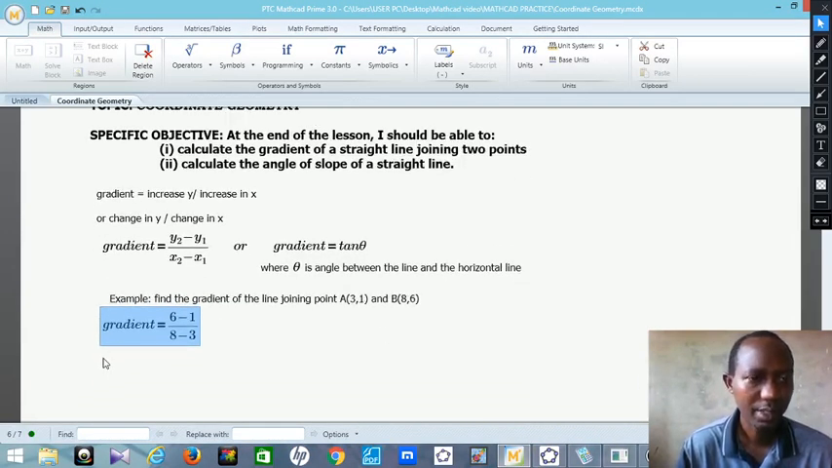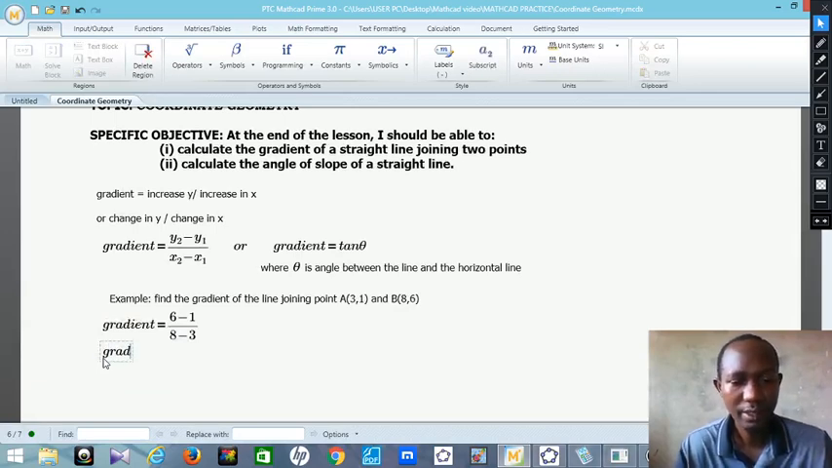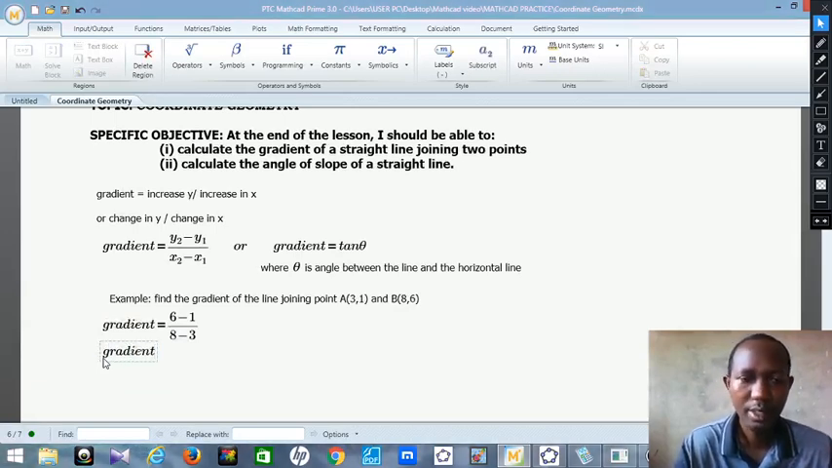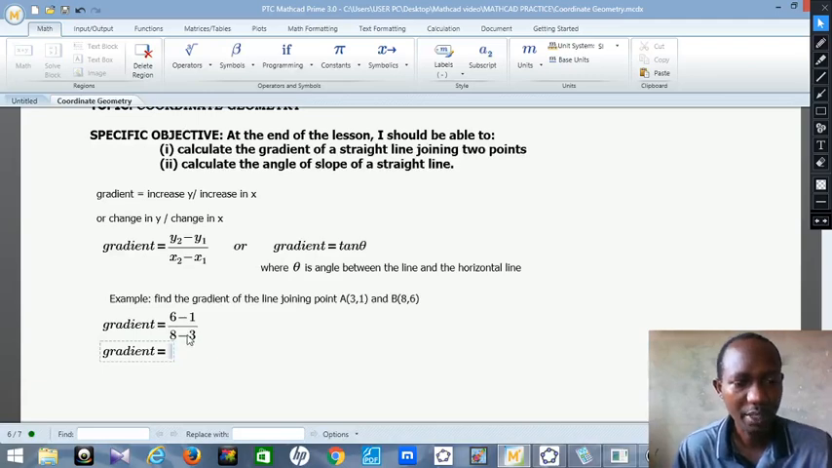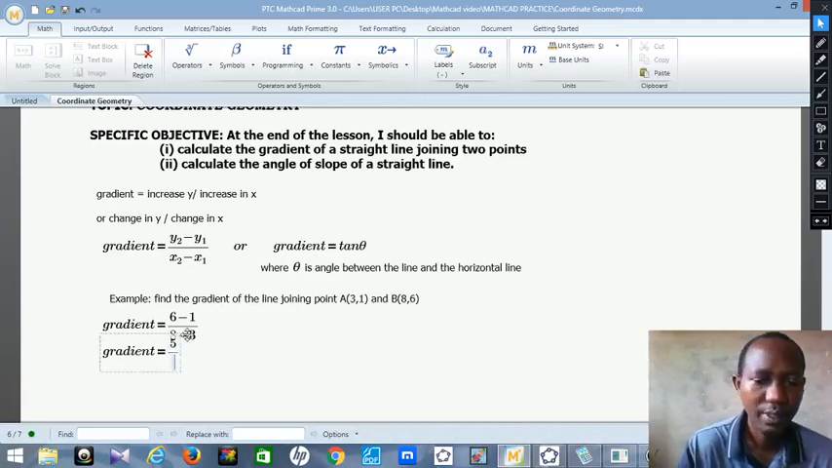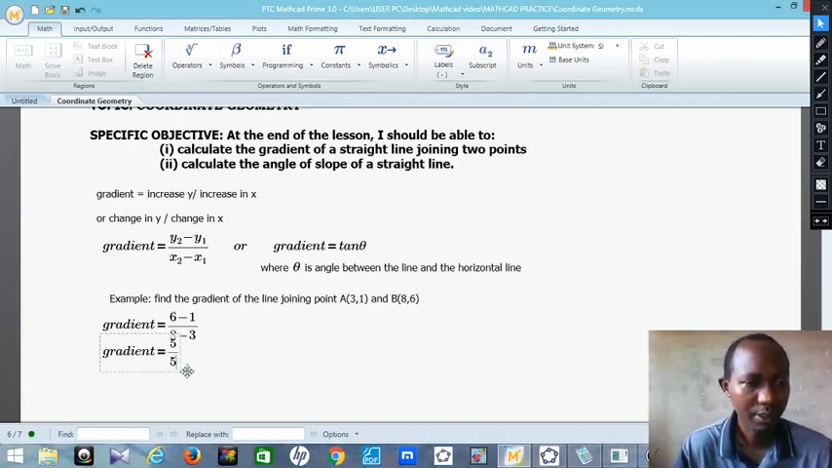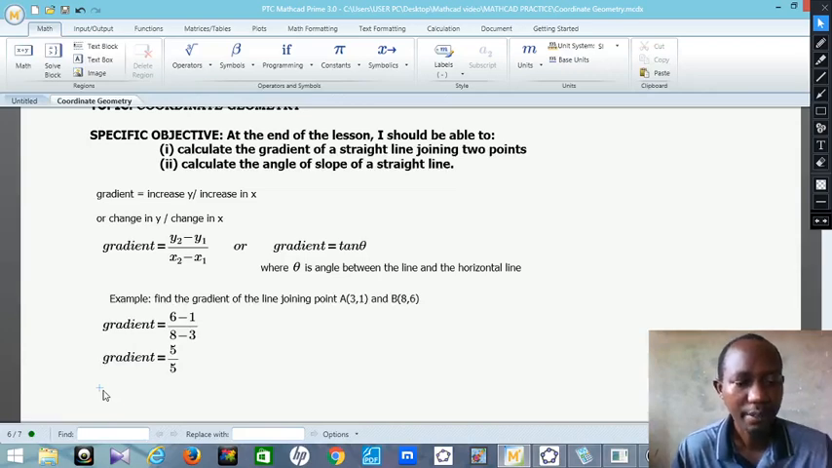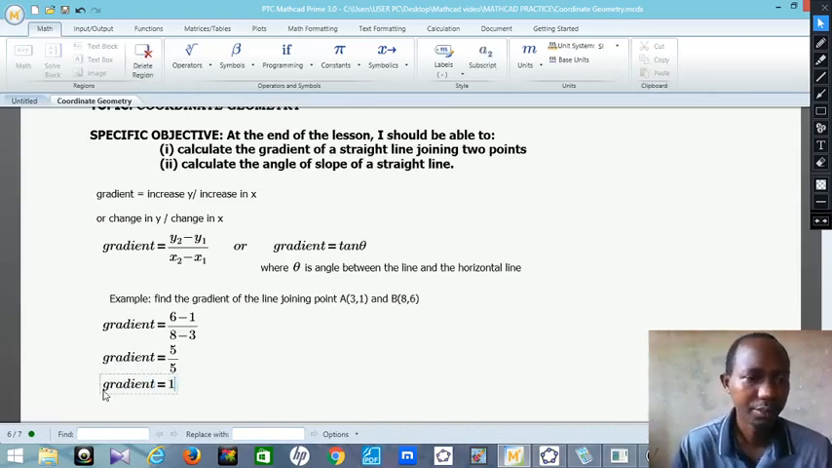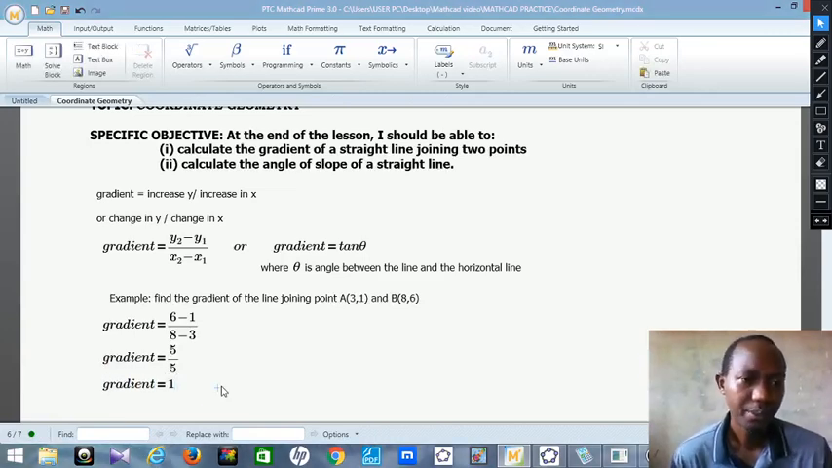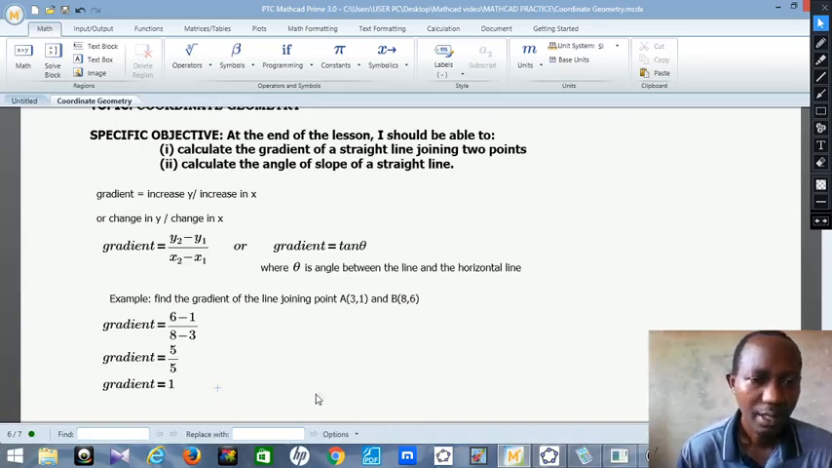So that is all with that. So final answer, gradient will now be equals to, so 6 minus 1, you get your 5. 5 divided by 8 minus 3 will give us 5. You can see. Then 5 divided by 5, you can see that gradient is equals to 1. So this is how you find your gradient. So that is that.